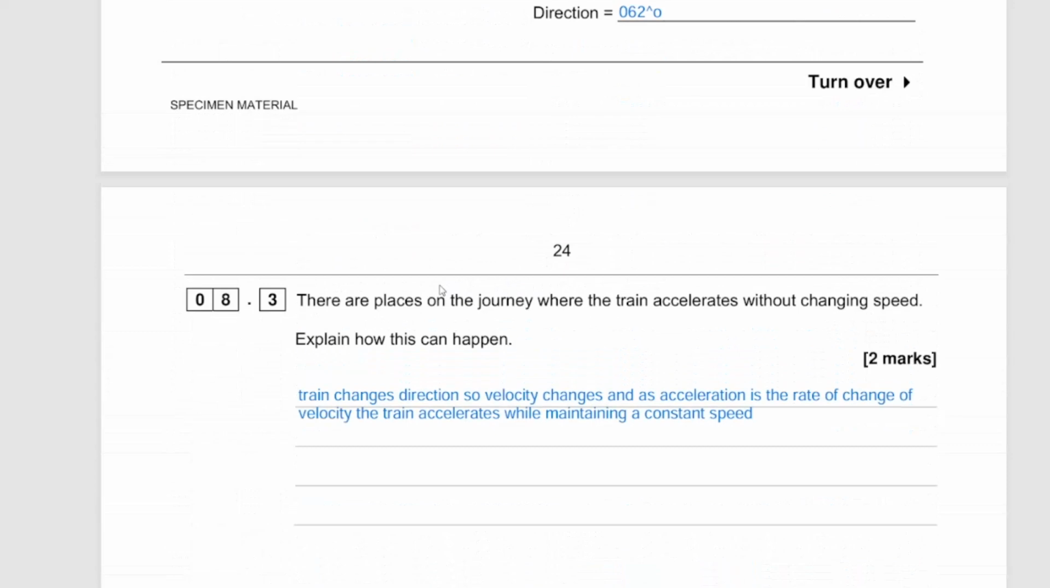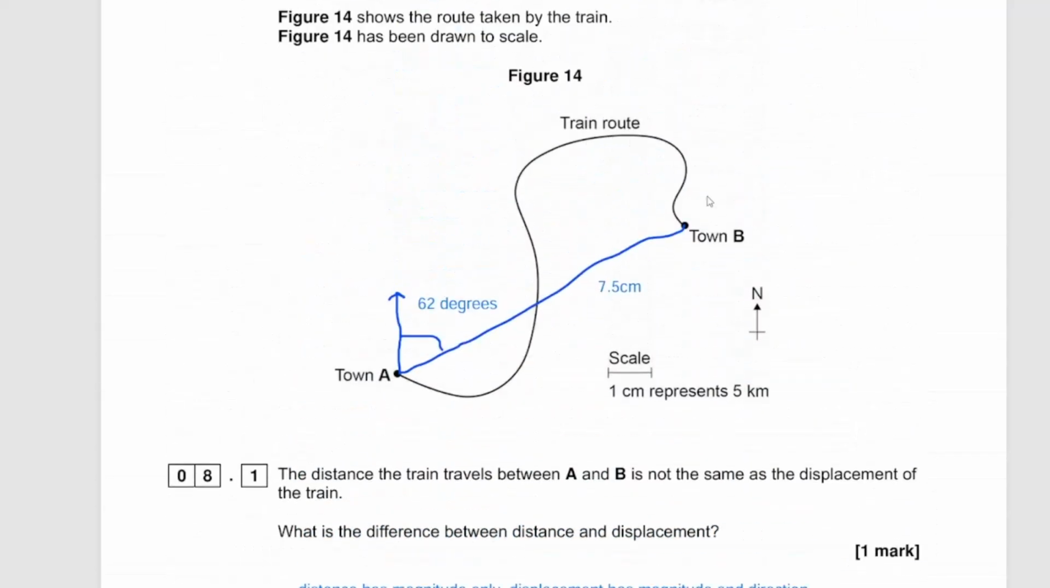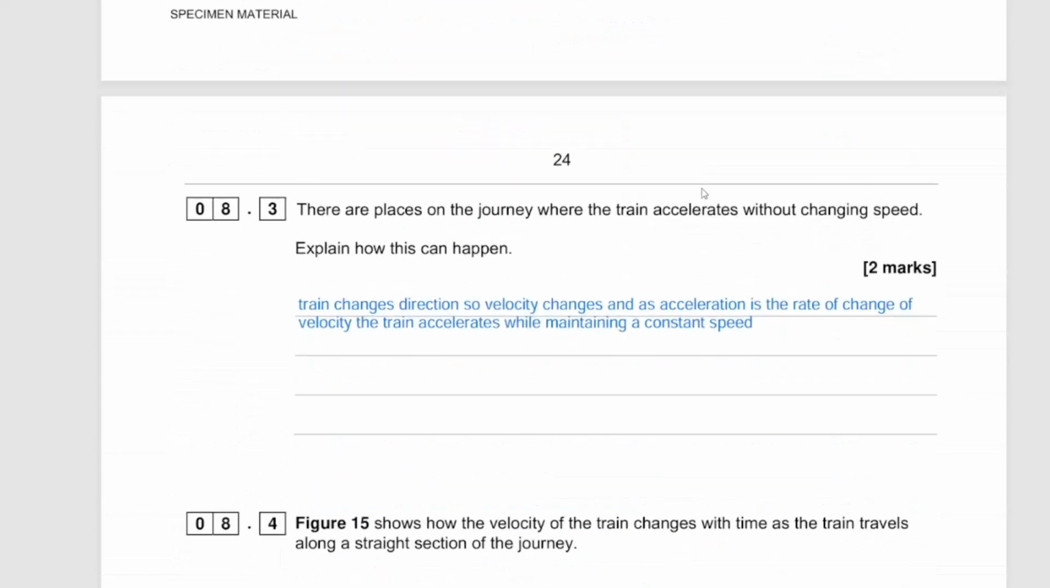Now for 8.3, there are places on the journey where the train accelerates without changing speed. As you can see, in multiple places, the train changes direction, which means the train changes its velocity. Because acceleration is the rate of change of velocity, the train's change in velocity causes the train to accelerate. However, because the train is still going at a constant speed, it can undergo acceleration while maintaining a constant speed.